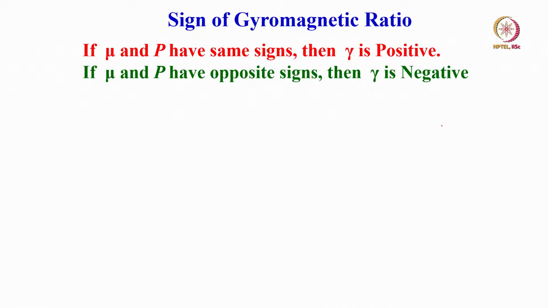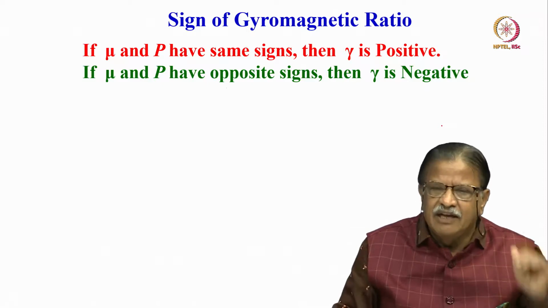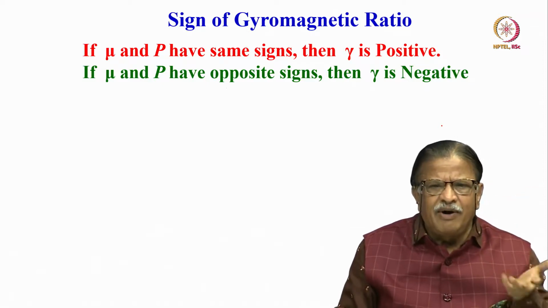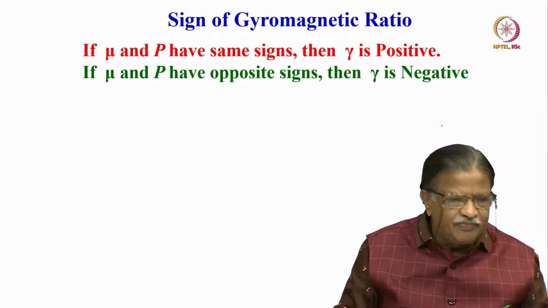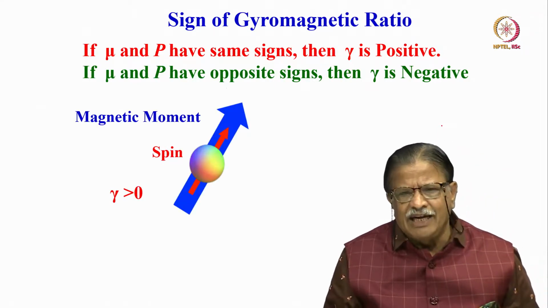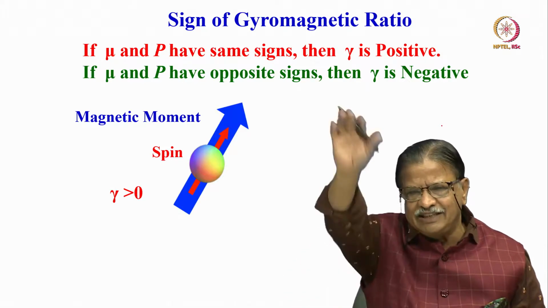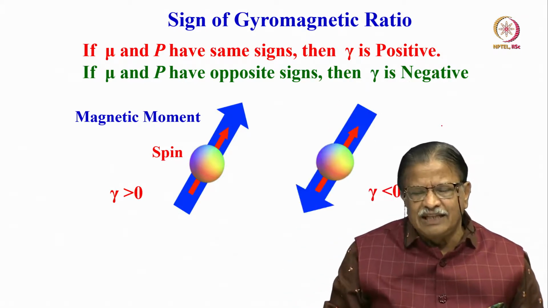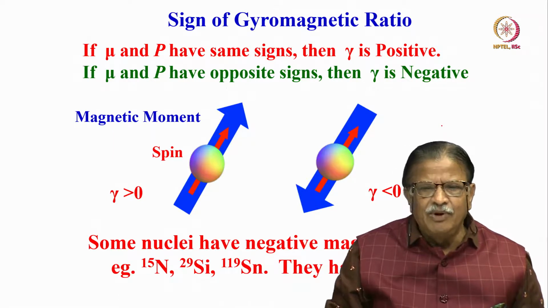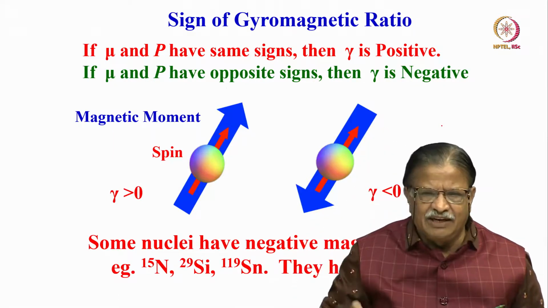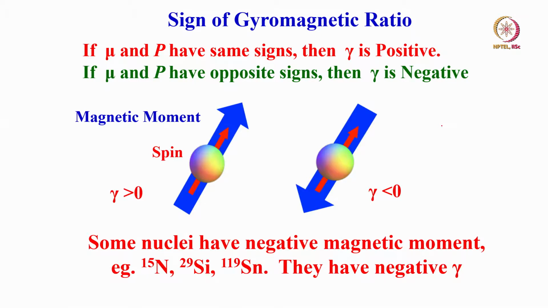Okay. So now with this I will introduce what is called the sign of the gyromagnetic ratio. I said mu is the magnetic moment, P is the angular momentum. Both of them can be positive or negative. If both of them have the same sign, then gamma is positive. If they have opposite signs, gamma is negative. So if the magnetic moment and spin both have the same sign, oriented in the same direction, gamma is positive. In the other case, gamma is negative. Some nuclei, for example nitrogen 15, silicon, tin 119, all have negative gamma.